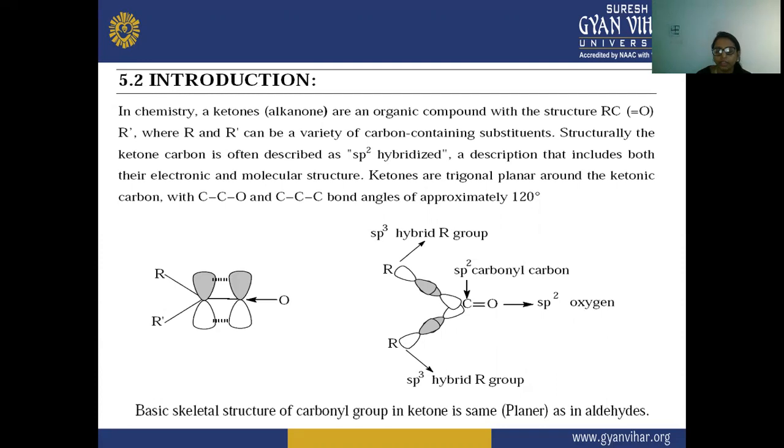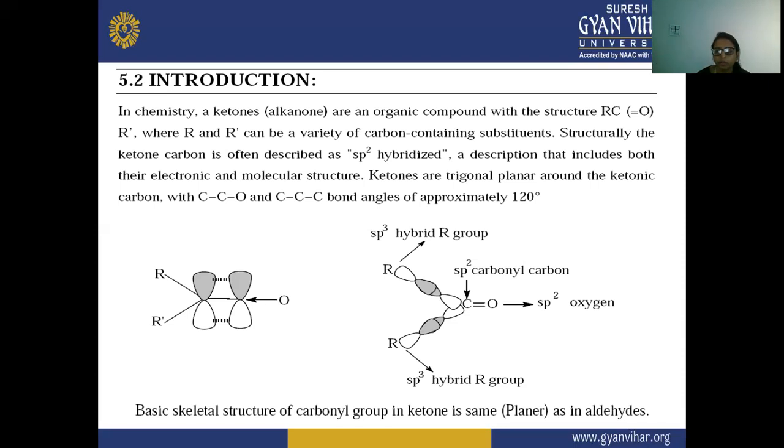These ketones are also known as alkanones, because an alkyl group is attached to the carbonyl. In nomenclature, we suffix the name on the alkane: the e is replaced by one. That is why they are also known as alkanones. These are organic compounds having the structure RCOR, so here two alkyl groups are attached to the carbonyl, and these R can be alkyl groups, or they can be aryl groups also.